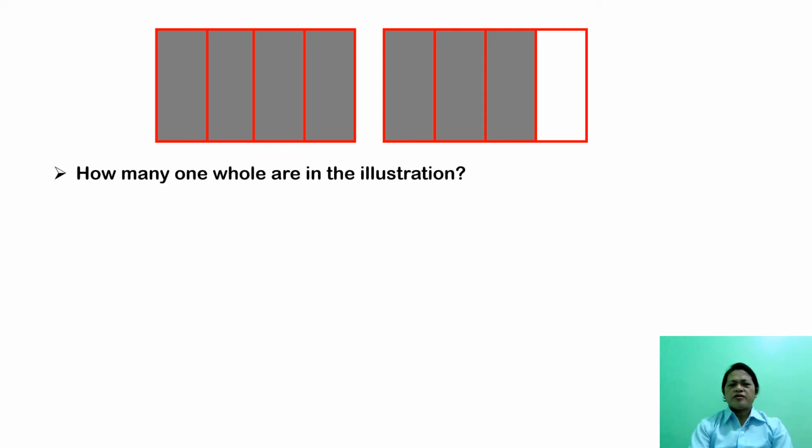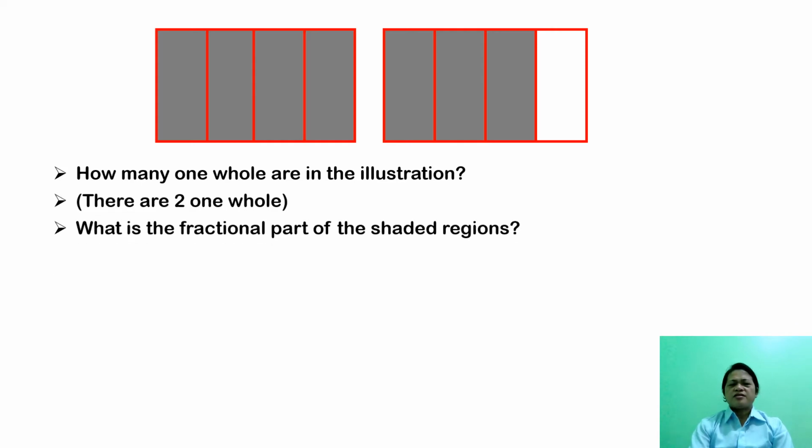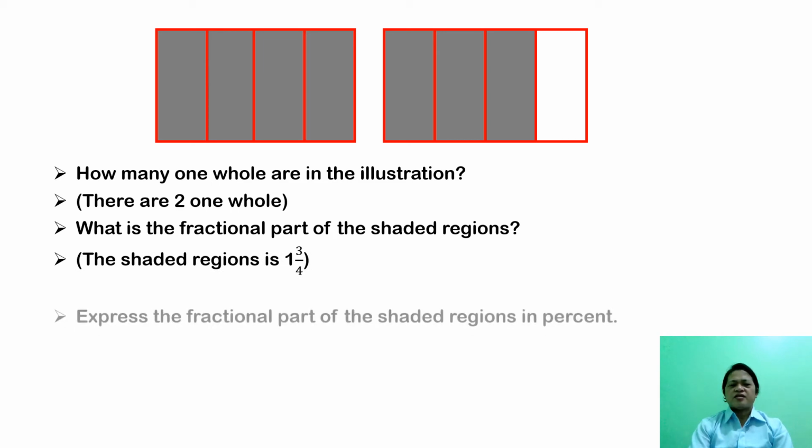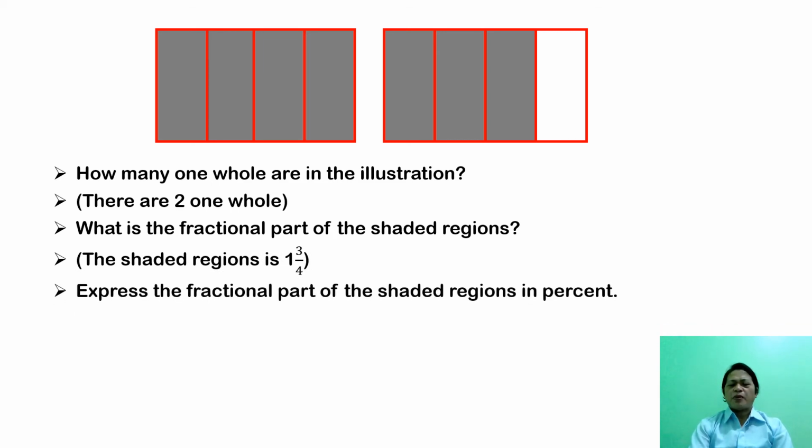How many 1 whole are in the illustration? Very good. There are 2 1 whole. What is the fractional part of the shaded regions? Yes, it is 1 and 3/4. Express the fractional part of the shaded regions in percent. It is 175%. How did it become 175%? Yes.